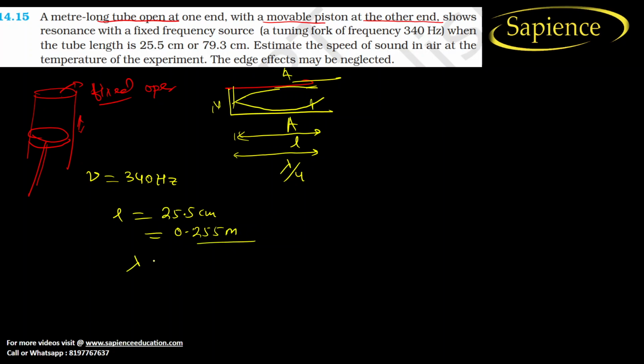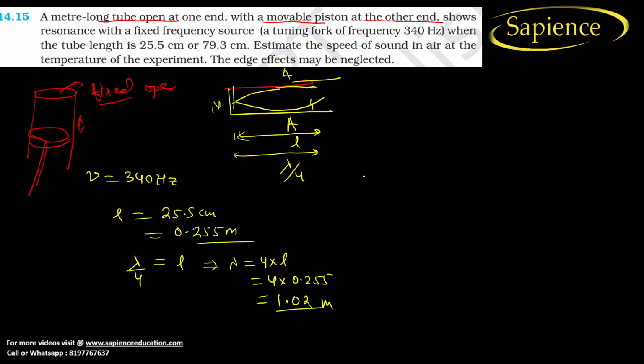From the length we can find lambda. Lambda by 4 is equal to length, so lambda is equal to 4 into length. So this will be 4 into 0.255. When we multiply it, this will be approximately 1.02. So we have got the value of lambda as approximately 1.0 meter.